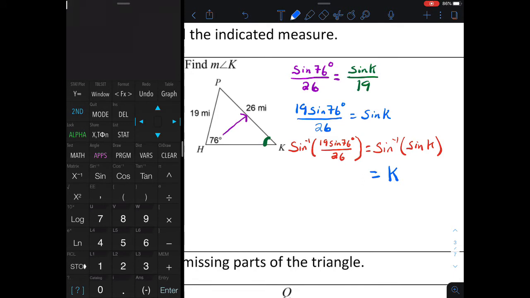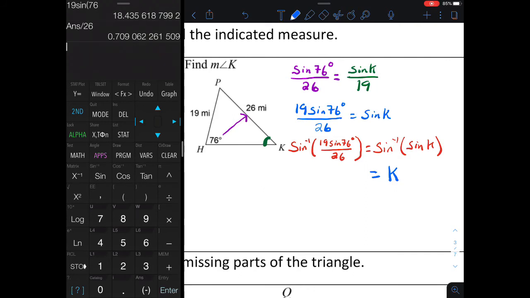Now, I go here to evaluate on the left. A lot of people get in trouble. They try to type the whole thing in at once, and they forget to close a parenthesis or something. They get the wrong answer. I'm going to do 19 times sine of 76. I get that decimal. Divide that by 26. And then we're going to do inverse sine.